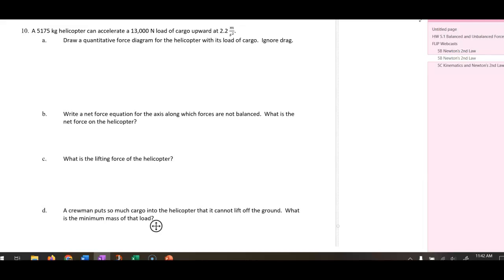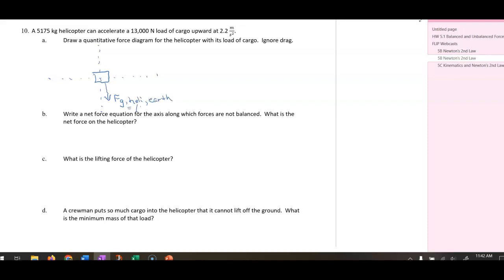So let's think about the force diagram of this helicopter. You could think of the helicopter as being like an elevator for that cargo, right? There are boxes of stuff sitting on the floor of the elevator, of the helicopter. Okay, so I'm going to start by putting the weight of the helicopter itself. I'm just going to abbreviate helicopter to heli. But that's a force that the Earth is exerting on the helicopter.